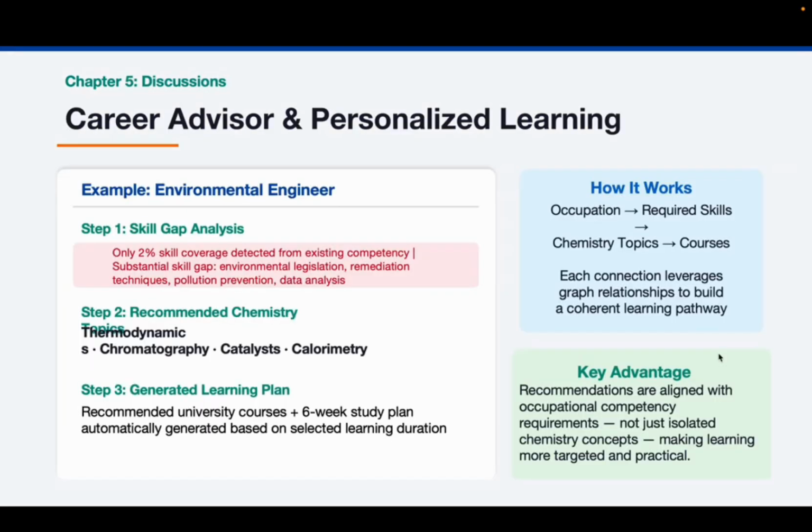In the environmental engineer example, the system detected only 2% skill coverage and identified major gaps in environmental legislation, recommendation techniques, and data analysis. It recommended chemistry topics: thermodynamics, chromatography, catalyst, and calorimetry, plus university courses and a 6-week study plan. This shows how graph relationships connect occupations to required skills and relevant knowledge, making recommendations targeted and practical.